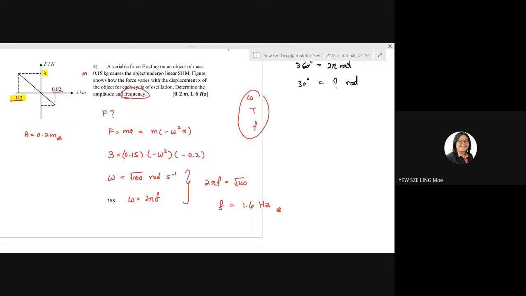Okay, so how we use the graph is, we look at which point we can use to substitute into our equation. Right? So that is the main point. That is the main position that we're going to look at.